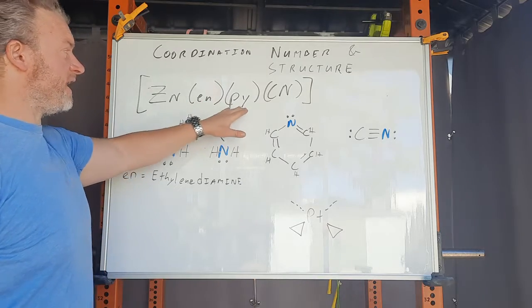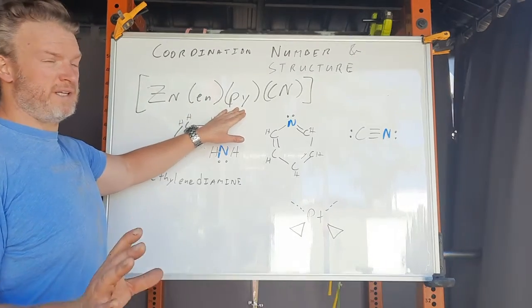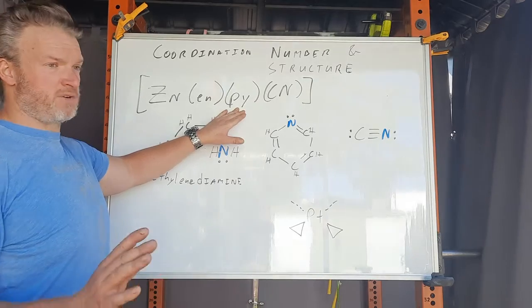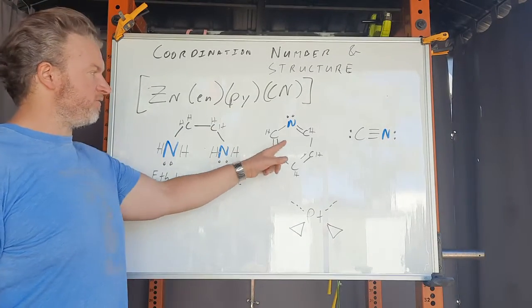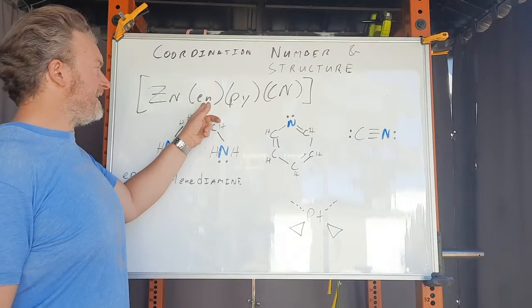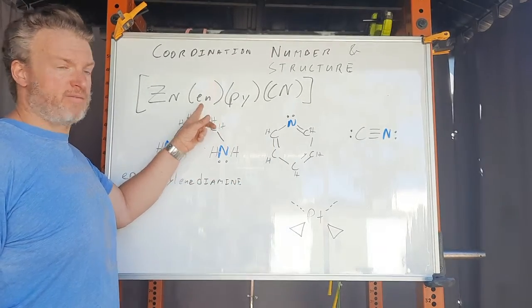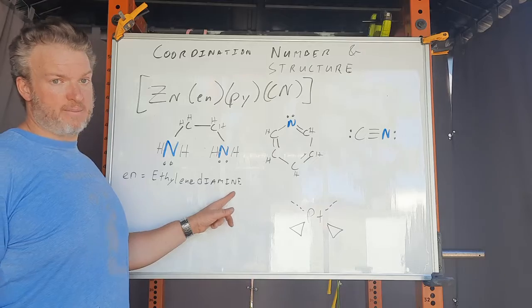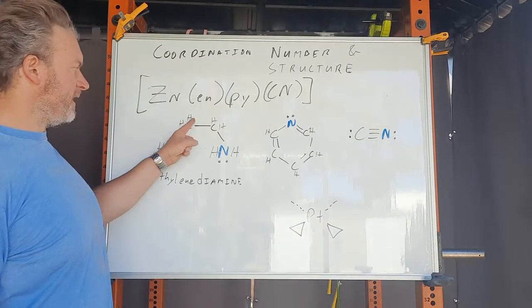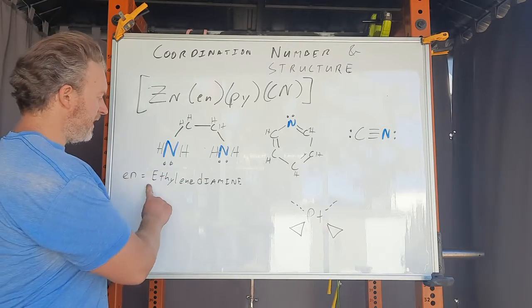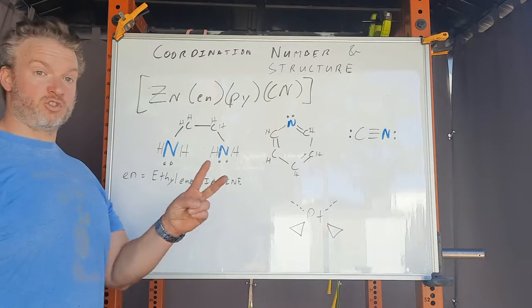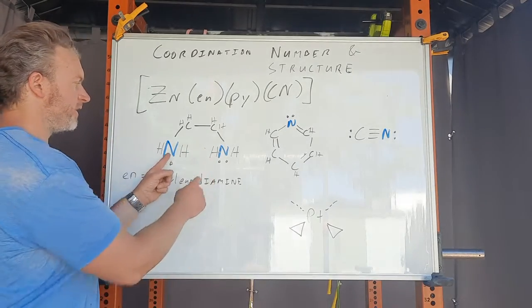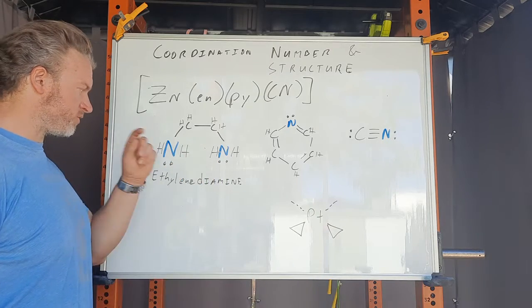Now these abbreviations are really cryptic, so what I've tried to draw here is the full blown out structure. EN is a shorthand version for ethylene diamine. Ethylene diamine has this structure here, where the ethyl comes from these two carbons, and the di, meaning two, refers to the amine groups right here, these NH groups.